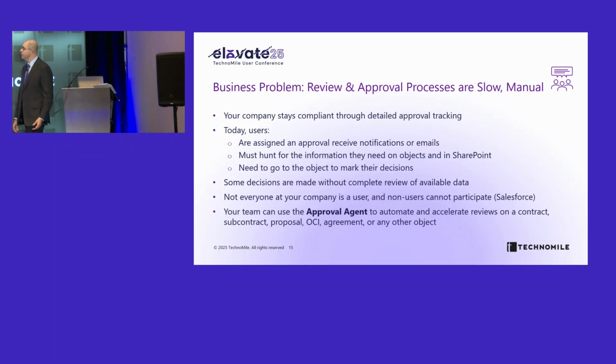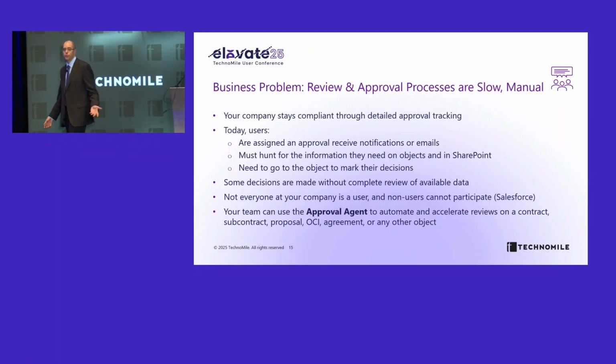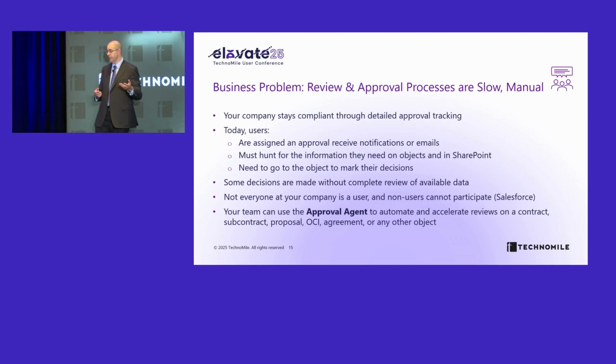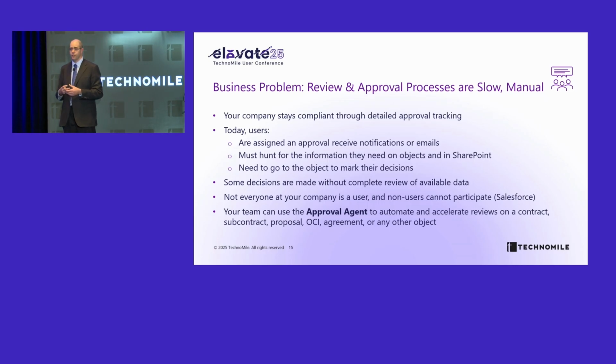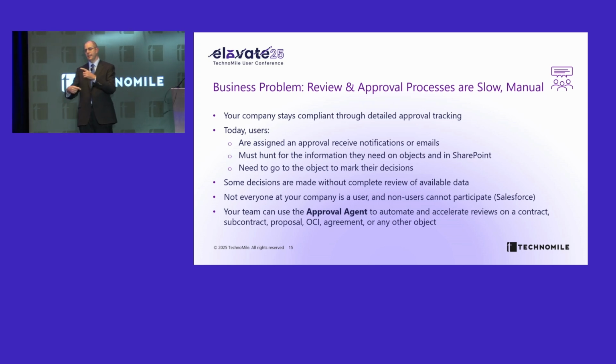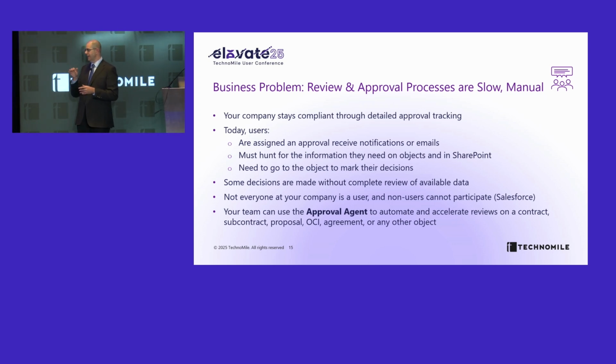So, business problem. Review and approval processes are slow and manual, but your companies all stay compliant through detailed approval tracking. And today, users are assigned to receive these notifications or emails. Could be in Teams, as mentioned earlier. Could be emails. And then they have to look at this. They go back into the record. They go into SharePoint. They hunt for the information. And then they have to go to the object or respond in the email at a very high level to mark their decisions.